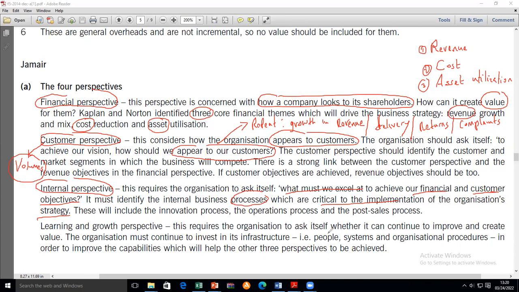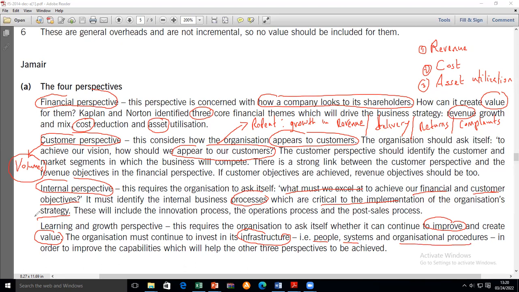This requires the organization to ask itself whether it can continue. Can we continue to improve and create value? In other words, we're talking about the future. The organization must continue to invest in its infrastructure. That is the people, the systems, organization procedures.